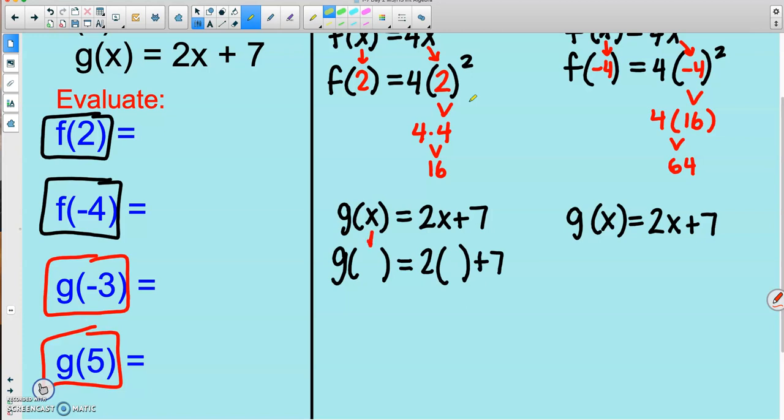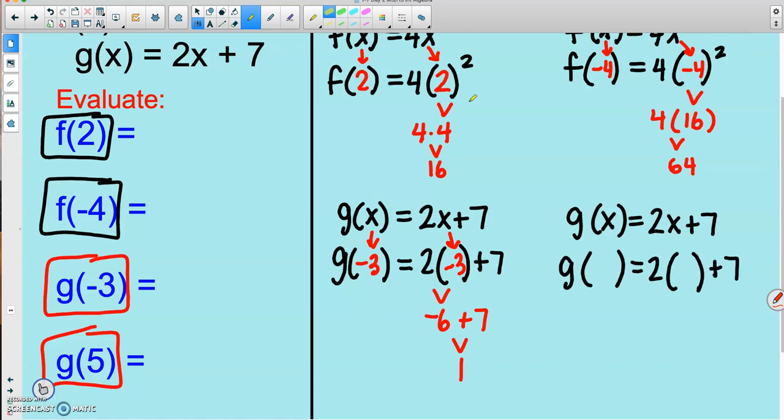So x, we have to turn the x into a -3, turn the other x into a -3, just like that. So it's substitution. 2 times -3 is -6, plus 7, 1. And then the last one for this slide, I'm replacing the x with 5 because it says g of 5. So replace them both with 5. 2 times 5 is 10, plus 7, 17.